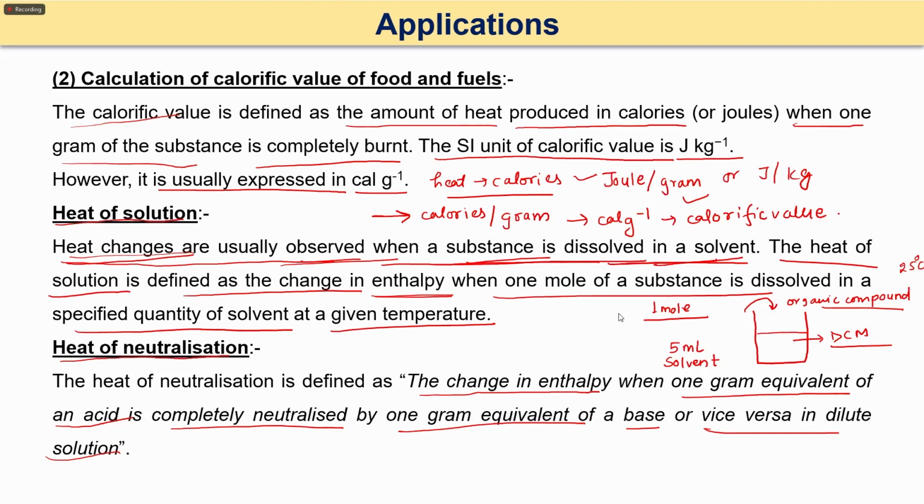The enthalpy change occurs because neutralization is happening. What is neutralization? When 1 gram equivalent of an acid is neutralized by 1 gram equivalent of base, the heat generated is called the heat of neutralization. That is the change in enthalpy when you neutralize 1 gram equivalent of acid with 1 gram equivalent of base, or vice versa, in a dilute solution.